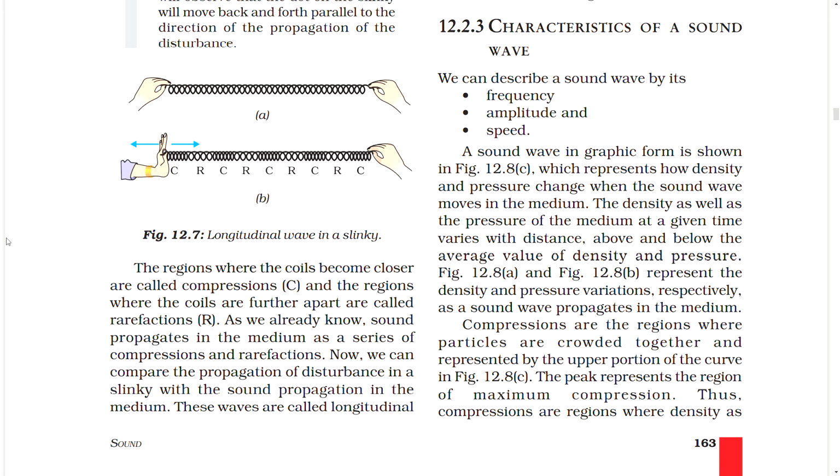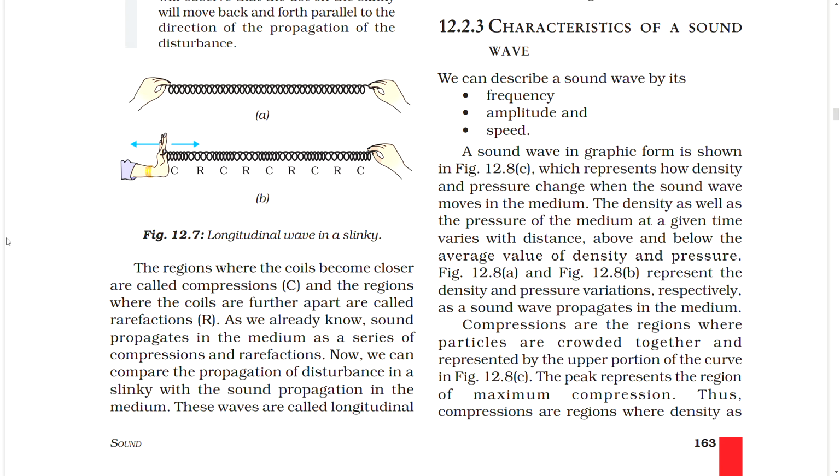12.2.3 Characteristics of a sound wave. We can describe a sound wave by its frequency, amplitude, and speed. A sound wave's graphic form is shown in figure C, which represents how density and pressure change when the sound wave moves in the medium. The density as well as the pressure of the medium at a given time varies with distance.